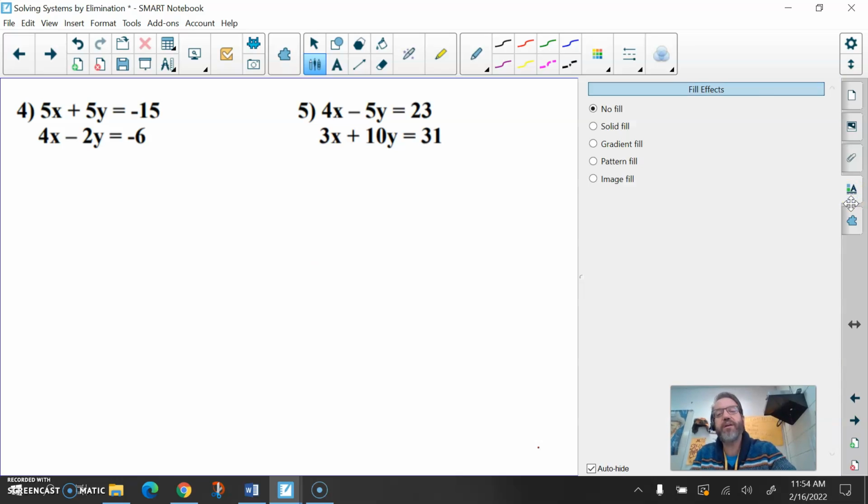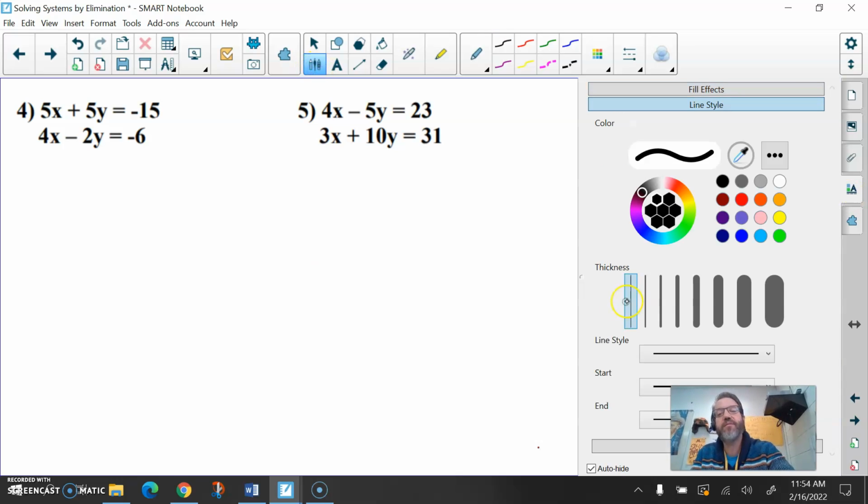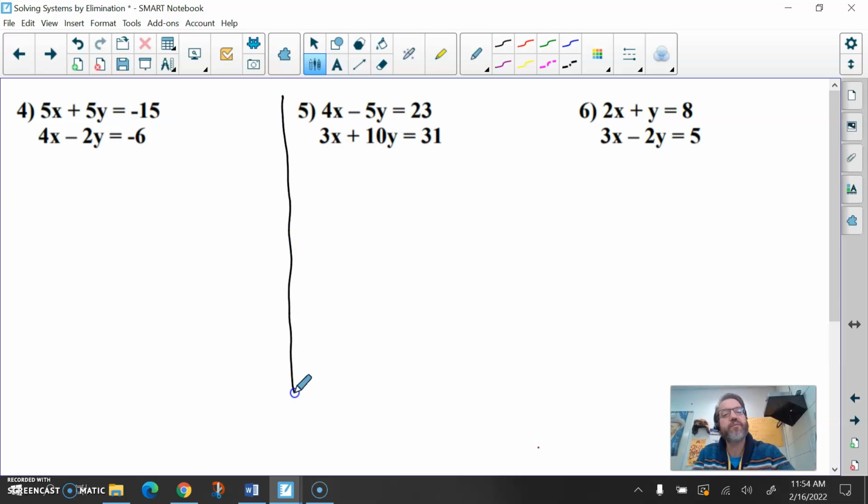My pen, I've got to get that pen working here. Come on now. There we go. I was hoping it would be red. Let's see if I can get red here.